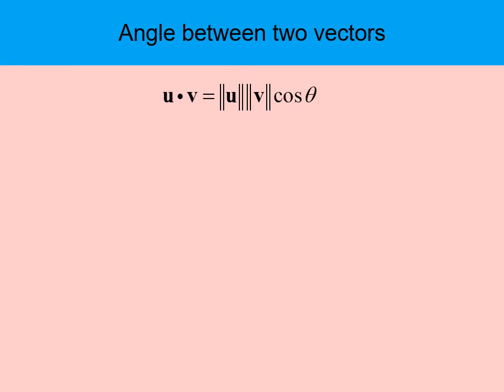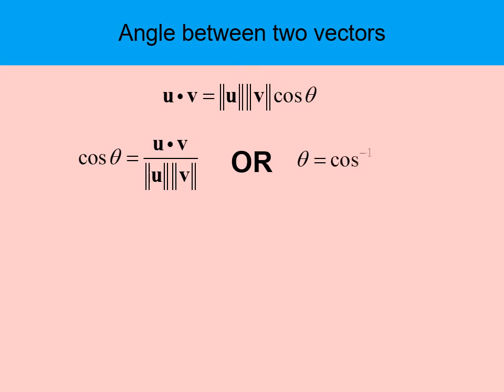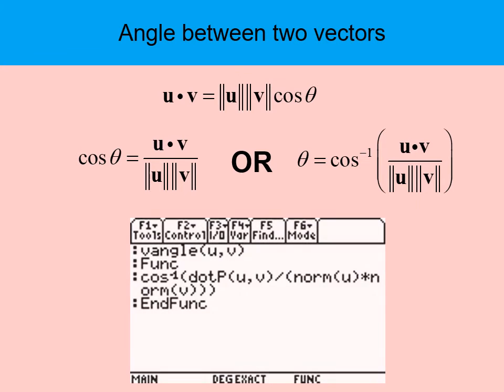Now, our new formula for the dot product is nice, but one of the best things about it is we now have a way of finding the angle between two vectors. If we divide this through by the magnitude of u and the magnitude of v, we get an expression for the cosine of the angle between the two vectors, which we can take the arc cosine of to find the actual angle between those. Now, I put on here a program that I use on my TI-89 to do that calculation quite quickly.